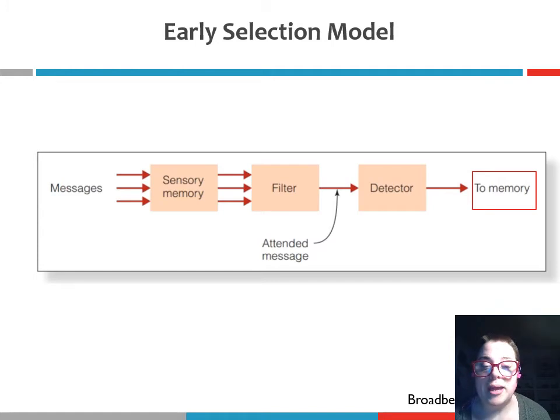Okay, so basically the primary characteristic of the early selection model is that information from the unattended ear is going to be filtered out before it's processed for meaning, right? So nothing from the unattended ear is going to get processed for higher level characteristics like meaning. Okay, so that's going to be important in our next series of slides.